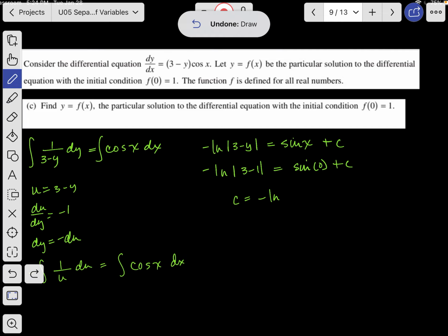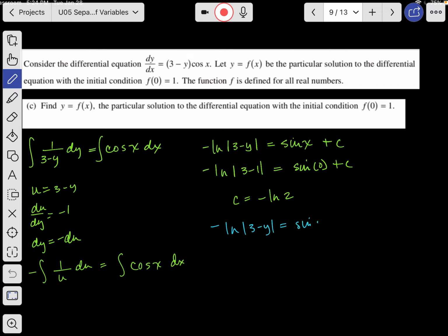And I don't need those bars anymore because 2 is just a positive number. So that's nice. We're going to go ahead and substitute that back in. So I have, let me change my color so I know I'm moving on to the next step. So negative ln of 3 minus y is equal to sine x minus natural log 2. And then divide everything by a negative, so natural log of 3 minus y is negative sine x plus natural log 2.